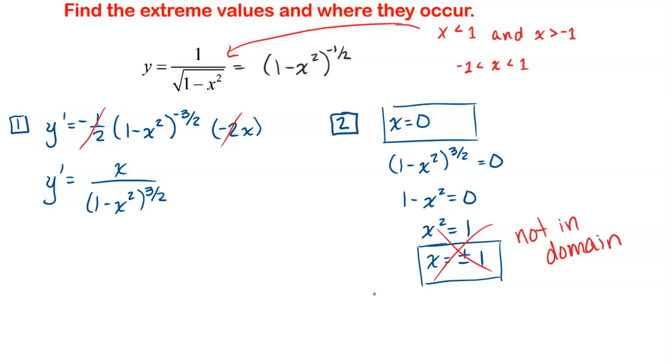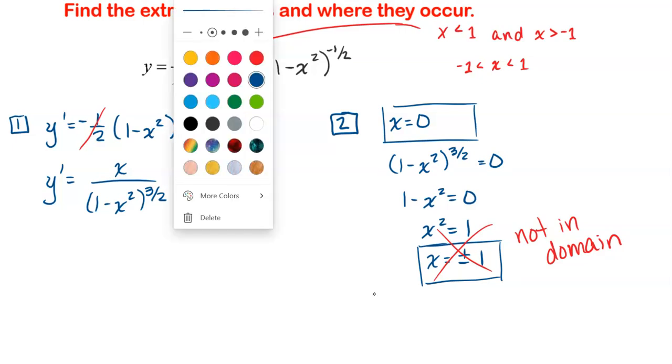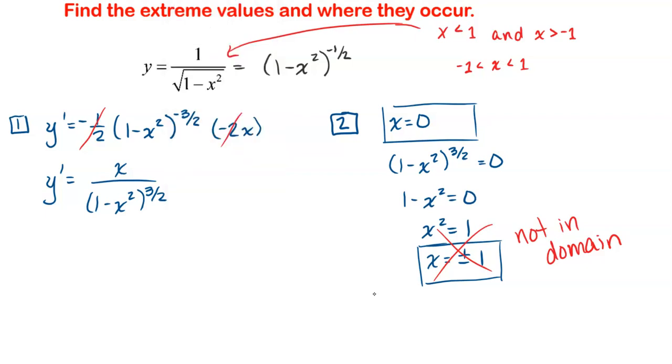So this time we actually only have one critical point, and that's going to make it more challenging because we don't have anything to compare it to. We can plug 0 in and figure out that the y value there will be, let's see, 1 over 1. Yeah, 1. So this is the point 0, 1.